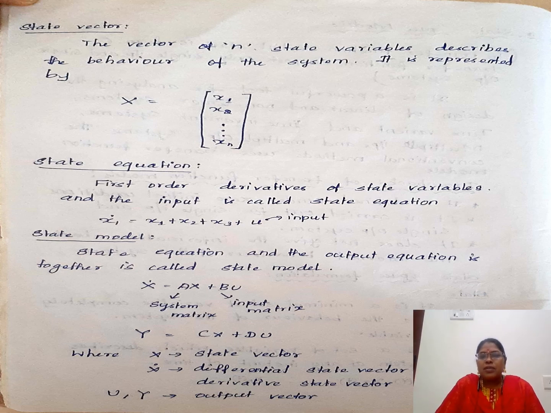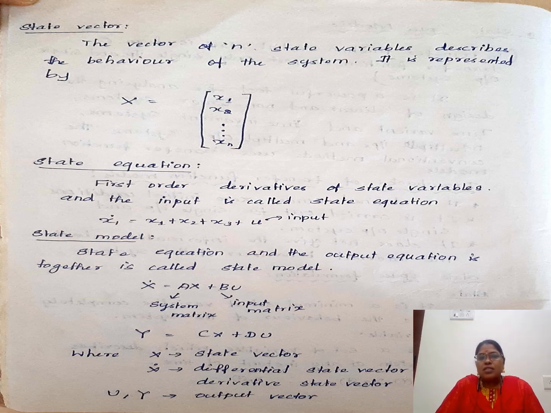The state equation is nothing but the first order derivative of the state variables and the input. Take the first order differential equation, dx by dt, which can be represented as x1 dot equal to x1 plus x2 plus x3. These are the state variables, and you have the input. So a state equation always is a combination of state variables and the input, and we call it the state equation.